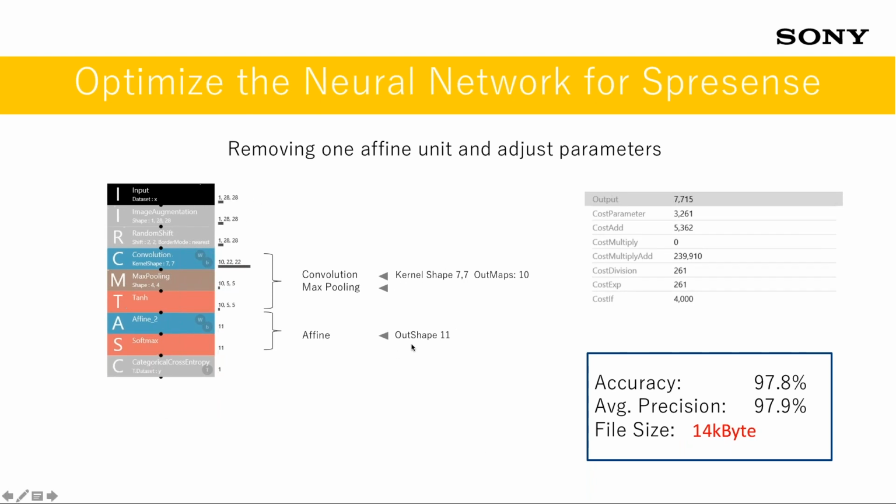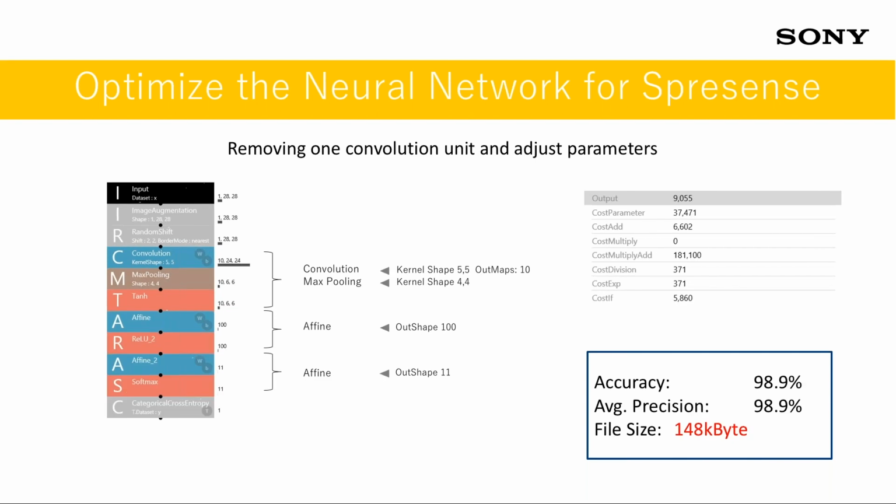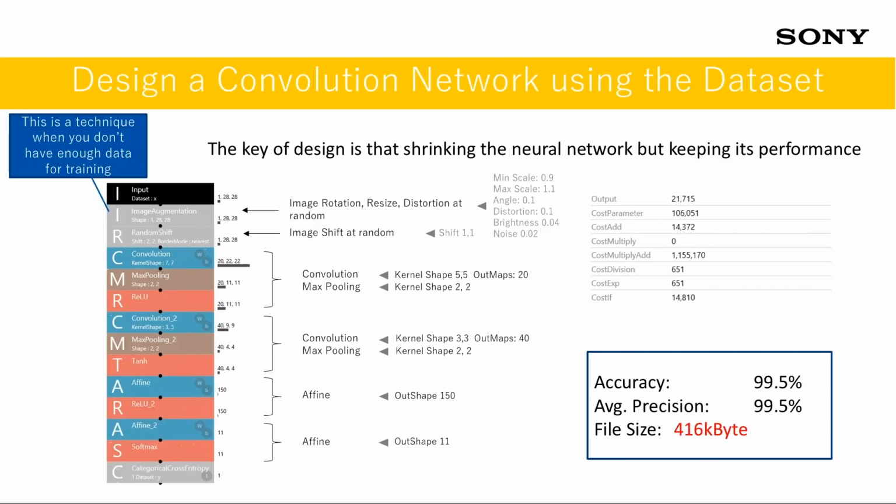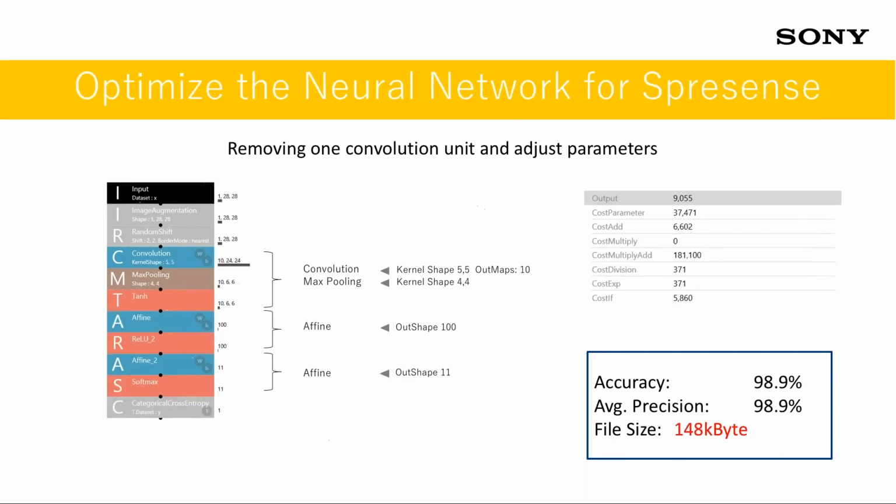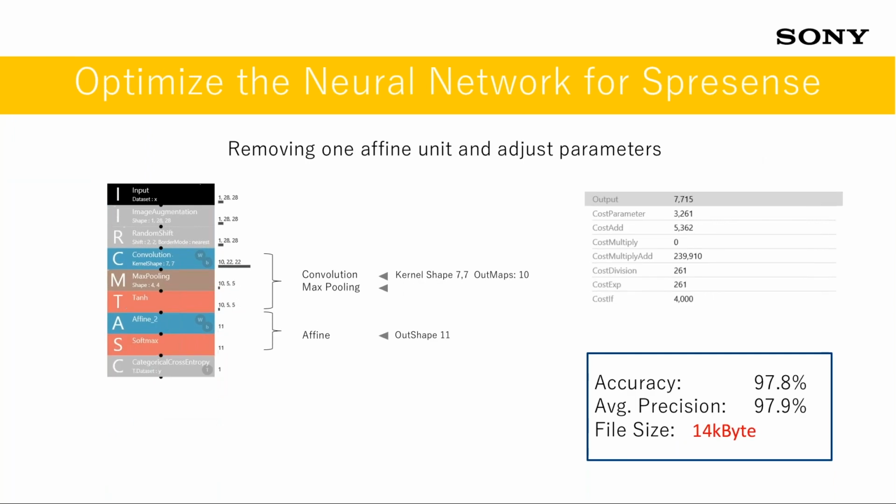So this is going to be only a convolution layer and max pooling, and you have the affine layer here. And what you get is 97.8% for accuracy and precision. And the file size is only 14 kilobytes. How beautiful is that? This is really good, right? So the memory, you reduce the size. If I go back, we started with 416, and now we have only 14 kilobytes.